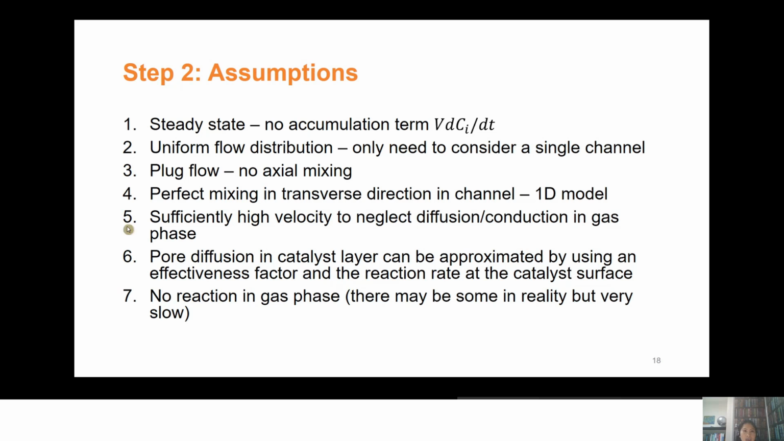Assumption 5, we will also assume a high enough gas velocity to neglect axial diffusion or dispersion. So we will only consider convection. And then assumption 6, as mentioned before, we will use an effectiveness factor to describe the effect of internal mass transfer resistance in the catalyst coating. And then assumption 7, we will neglect any reactions in the gas phase. They are likely to be much smaller than the catalyzed ones taking place in the catalyst coating. So it is safe to neglect the reactions occurring in the gas phase.